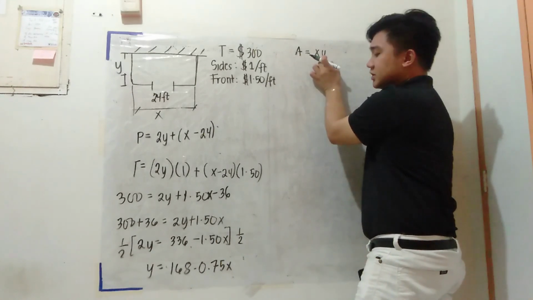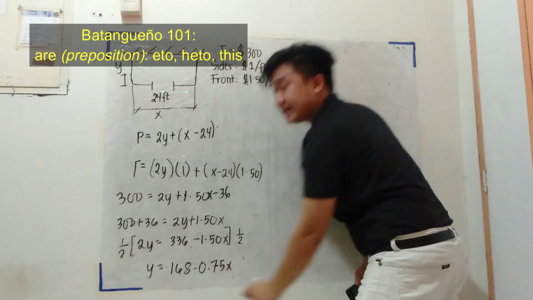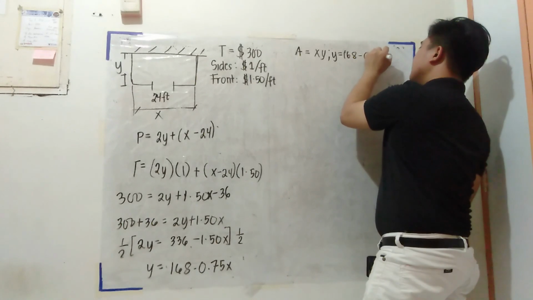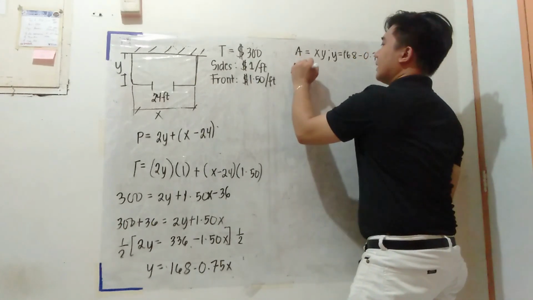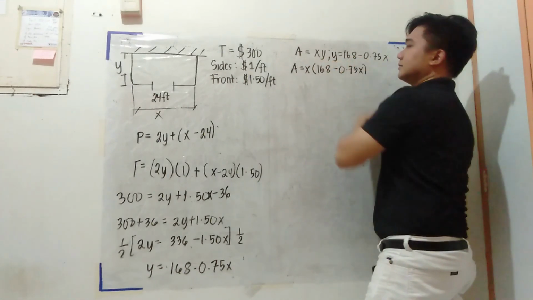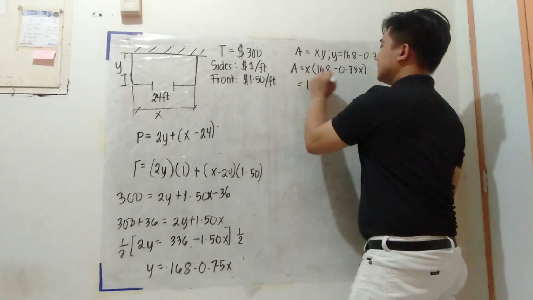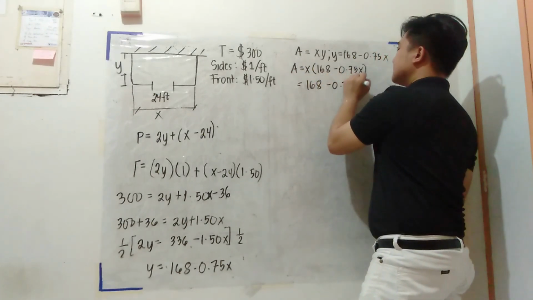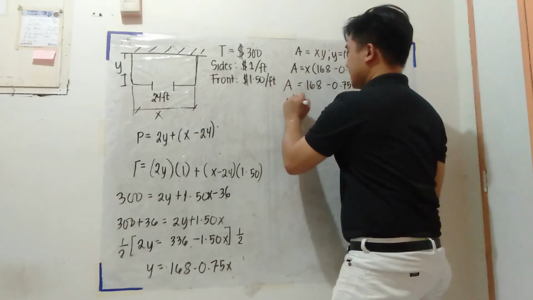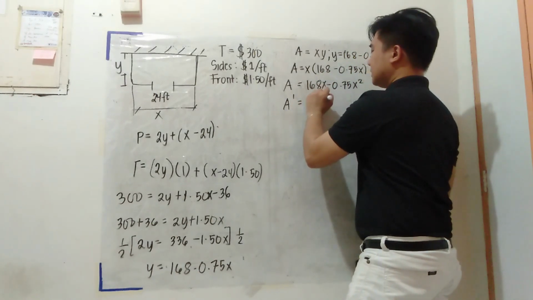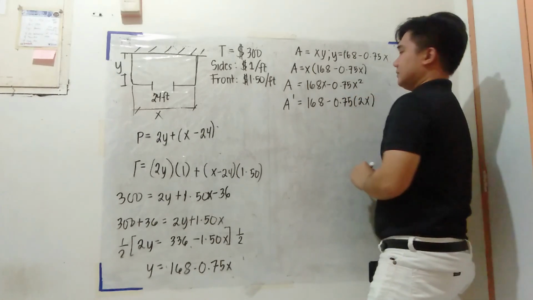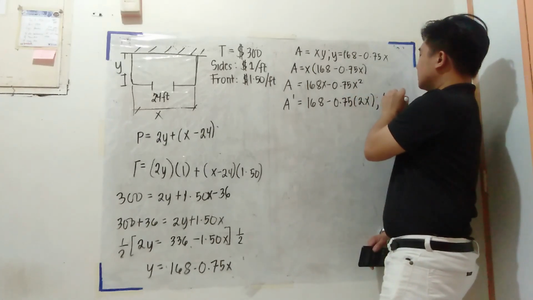Sa nakukuha ng equation ng y, di ba nasolve natin kanina, y is equal to 168 minus 0.75x. So, A is equal to x times 168 minus 0.75x. Okay? So, this is equal to 168x minus 0.75x squared. And then, i-differentiate natin. A prime is equal to 168 minus 0.75 times 2x. And then, set A prime to 0.